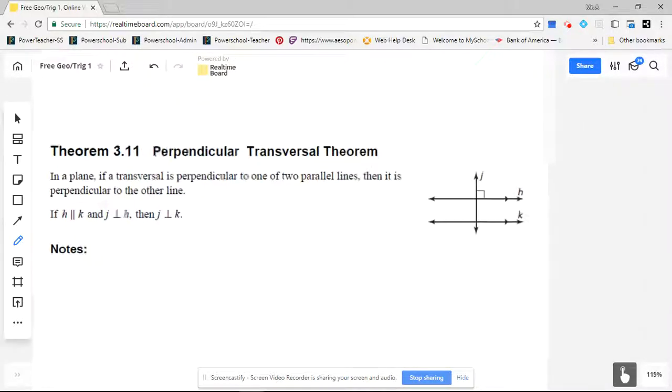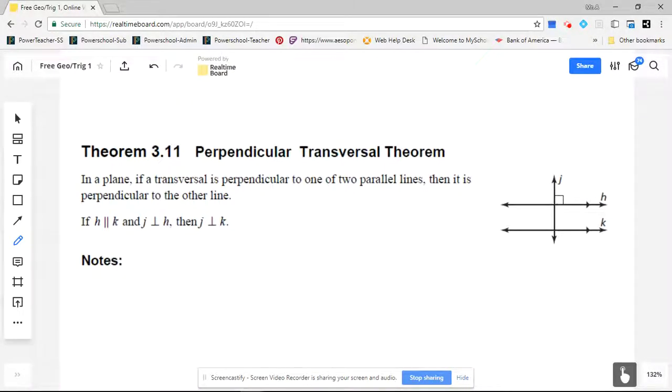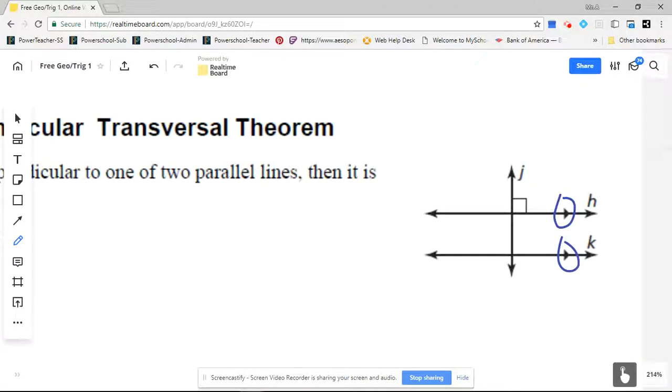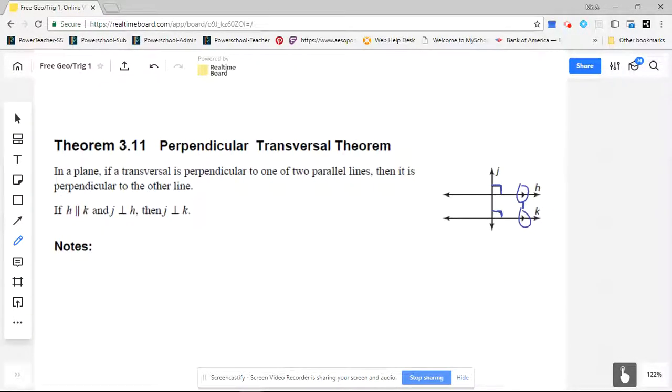If you've got 2 lines that are parallel, okay, you see the parallel arrows there? And J is perpendicular to H, and H and K are parallel to each other, then that means that J has to be also perpendicular to K, because H and K are going the same direction. If it's perpendicular to one, it's going to be perpendicular to the other if they're going the same direction. So if you see parallel lines and one's perpendicular to J, then the other one is also perpendicular.